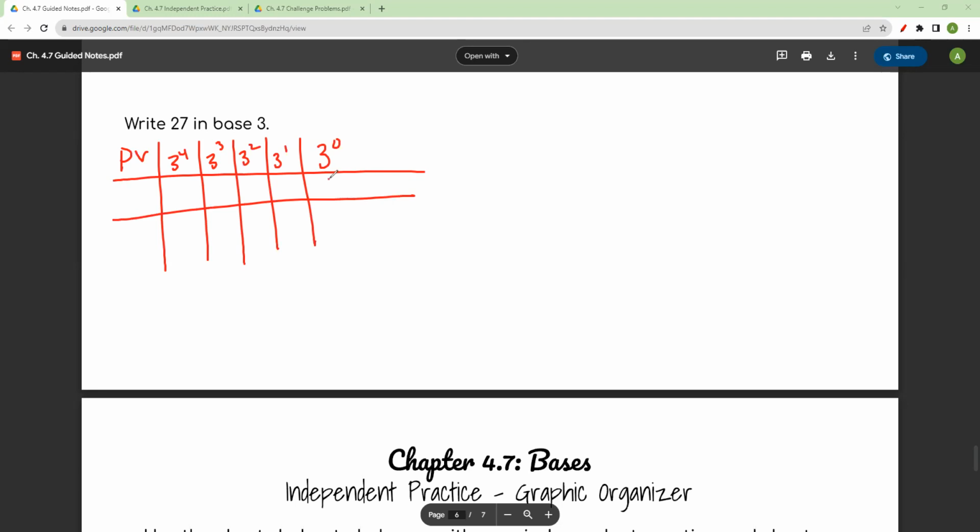So 3, anything to the 0 power is 1. Anything to the first power is itself. 3 squared, 3 times 3, that's 9. 3 cubed, 27. 3 to the 4th power, 81.